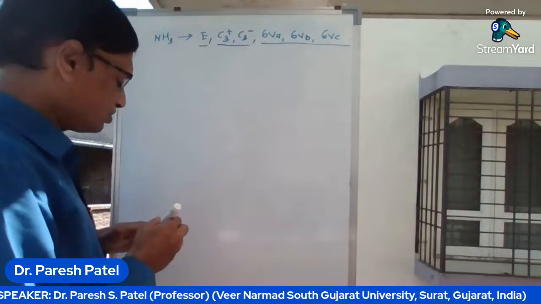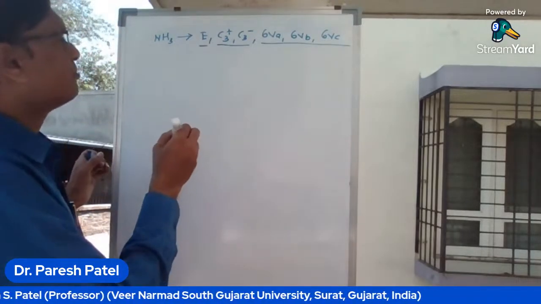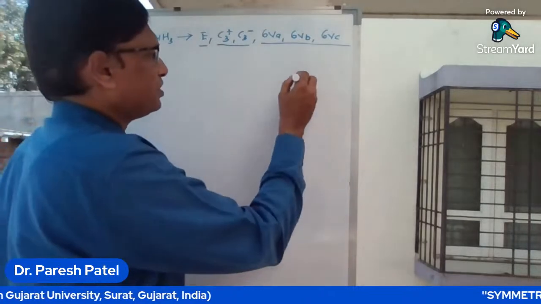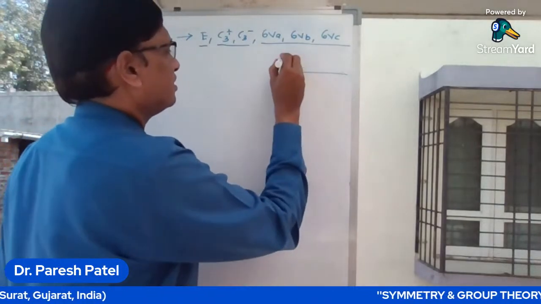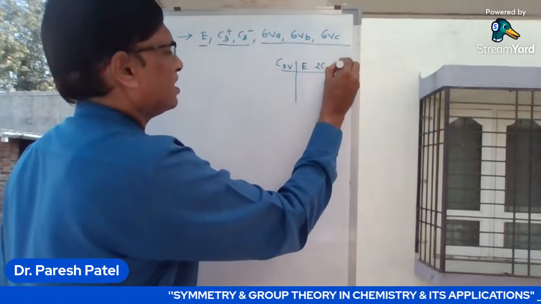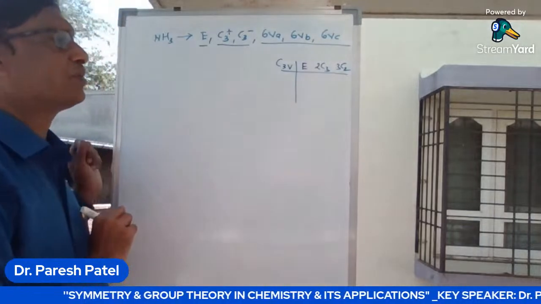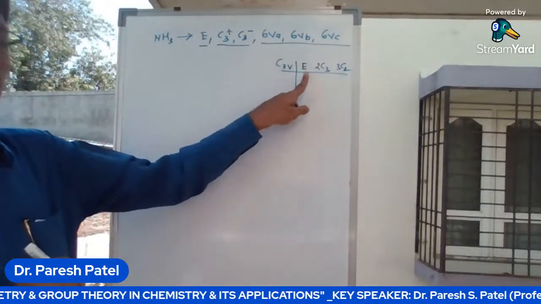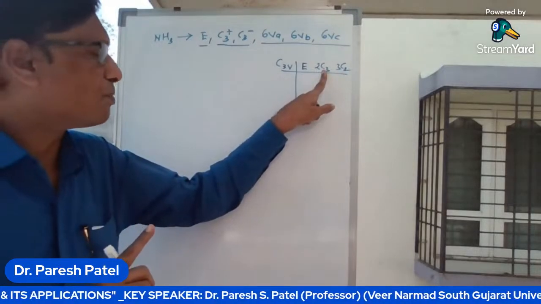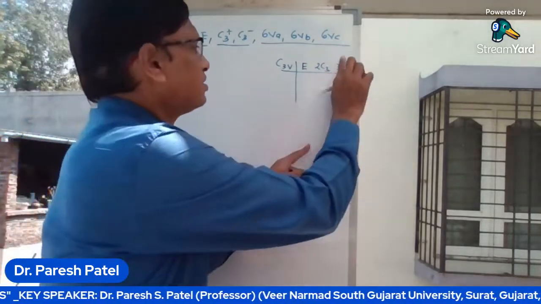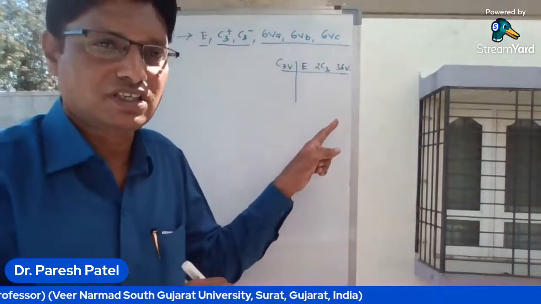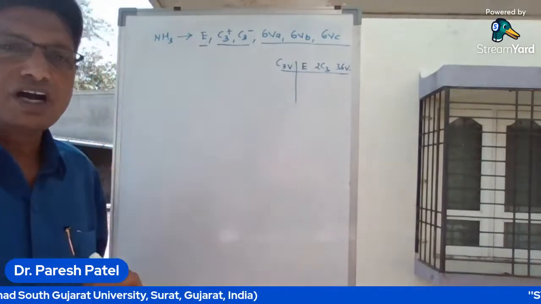Now, how to find out the number of classes in case of the ammonia molecule? Whenever we talk about the character table for the ammonia molecule, we have E, 2C3 and 3 sigma V. That means E is conjugate to itself to form an individual class. C3 plus and C3 minus are conjugate to each other to form a combined class, and 3 sigma V means sigma Va, sigma Vb, sigma Vc are conjugate to one another to form a combined class.